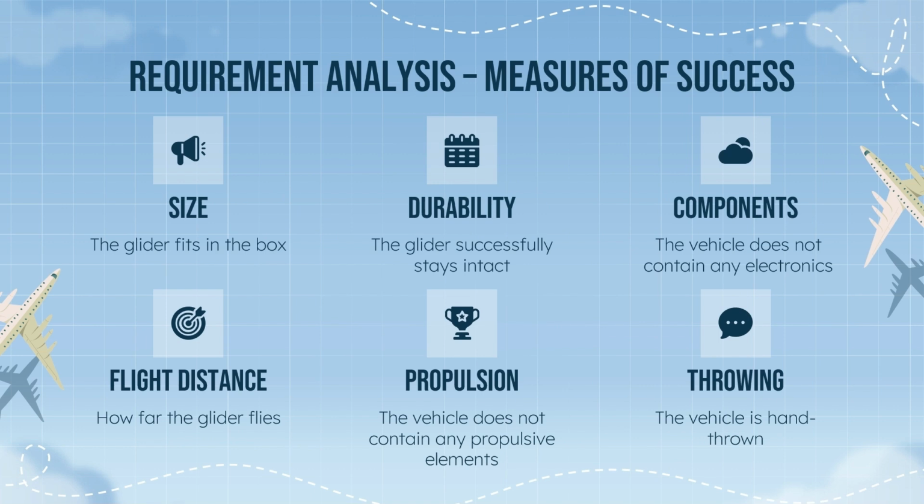Some measures of success for these: the glider fits in the box, the glider stays successfully intact, the vehicle does not contain any electronics, how far the glider flies, the vehicle does not contain any propulsive elements, and the vehicle is hand thrown.